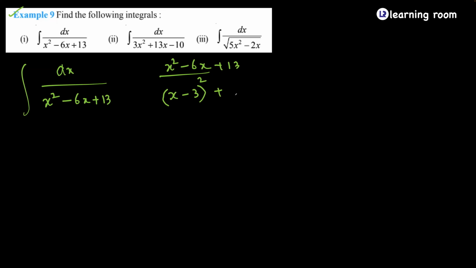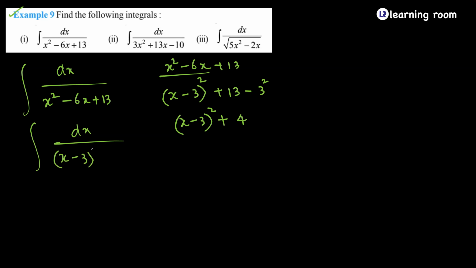Write the constant as it is, plus 13, because this 13 belongs to the question itself. But by completing the square, there will be an extra term. What is that? You'll have 9. So you need to subtract that 9, because it comes from 3 square. So what is going to be the answer? It will be x minus 3 the whole square plus 13 minus 9, which is 4. So put it here: integral of dx divided by (x minus 3) the whole square plus 4.